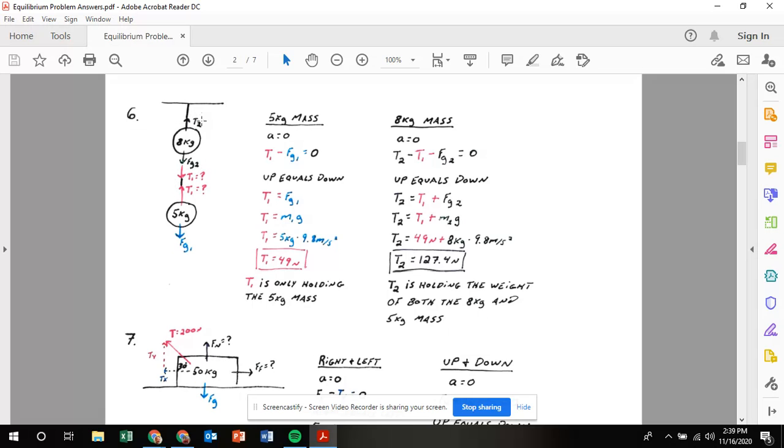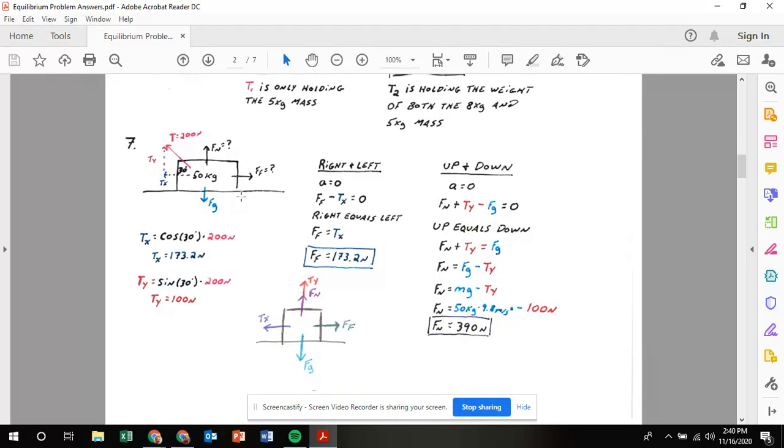So my upward force, T2, has to equal both the downward forces, how much the 8 kilogram block weighs, plus the 5 kilogram block hanging from it, which is represented here by T1. So the upward tension of T2 has to equal the weight of the 8 kilogram block and basically the weight of the 5 kilogram block, which is 49 newtons, plus 8 times 9.8, for a total of 127.4 newtons for this top rope.